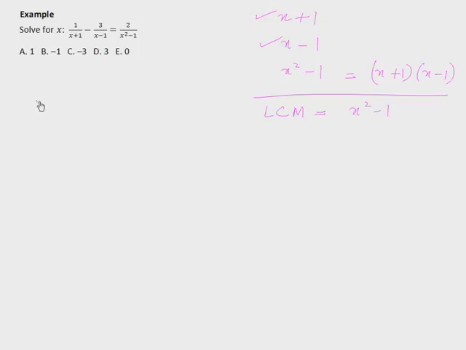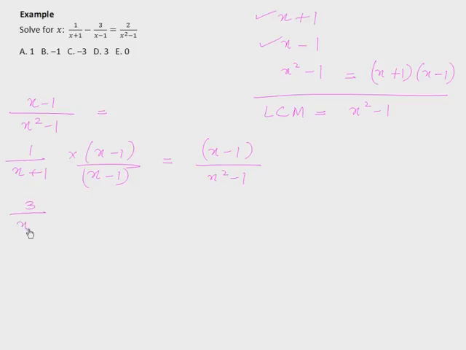Let's add. So 1 over x plus 1 will become x minus 1 over x square minus 1. If you don't see the step, let me show it to you carefully. So I'll start with 1 over x plus 1 and I'll multiply the numerator and the denominator by x minus 1. So it becomes x minus 1 over x plus 1 into x minus 1, which is x square minus 1.